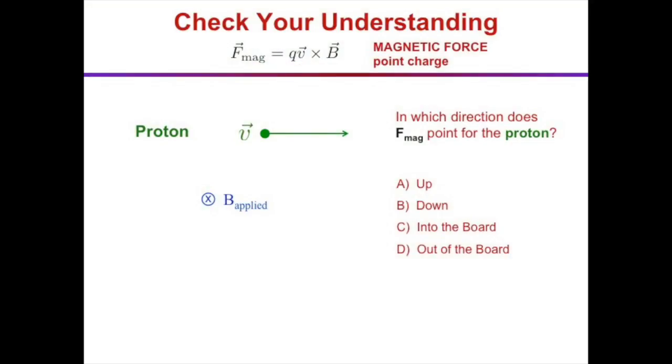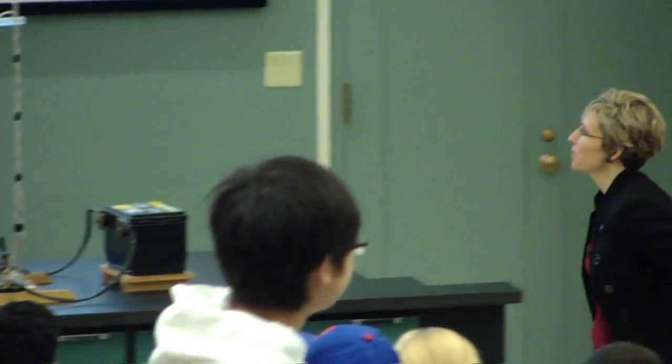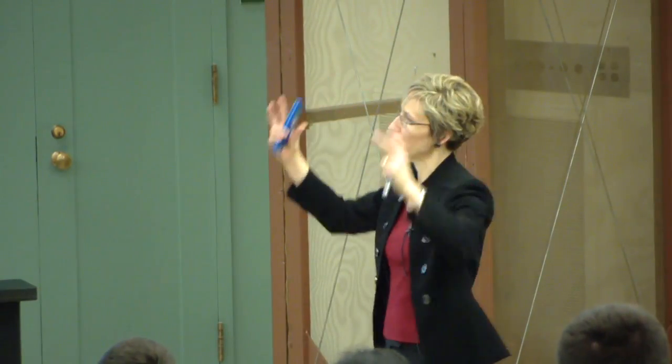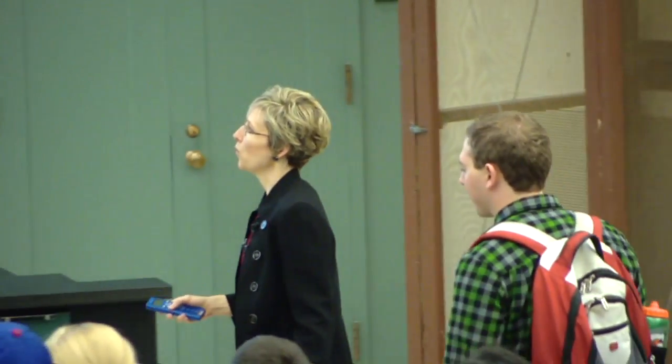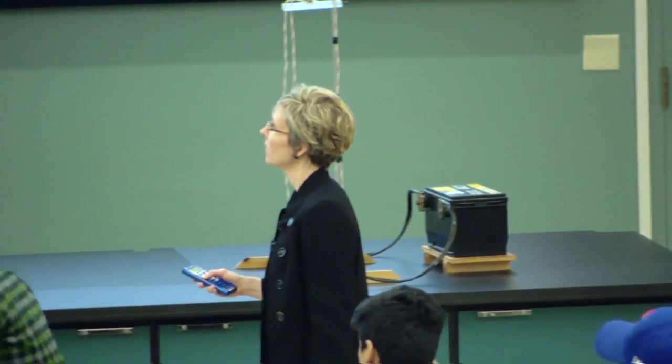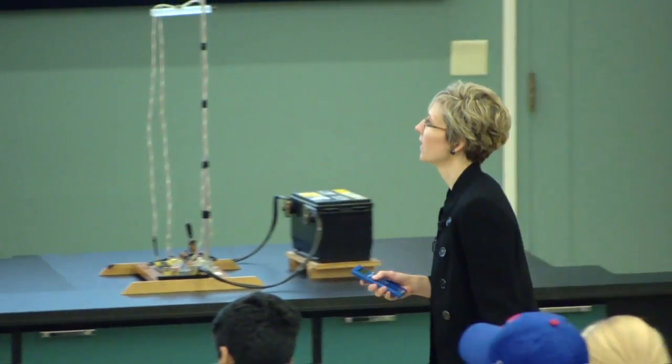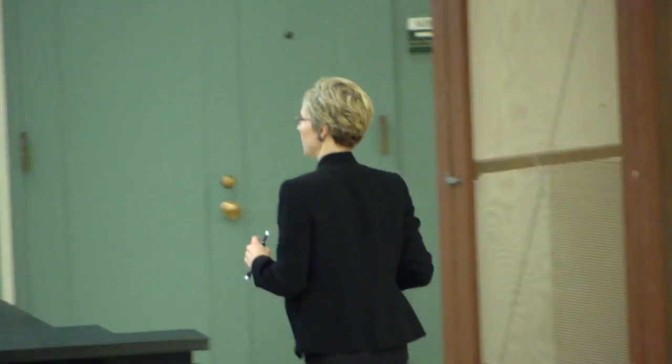Here's the question. If I have a proton moving with this velocity to the right, and there's an applied magnetic field into the board, I just want you to figure out, coming back after the weekend on Monday morning, which direction the magnetic force points for that proton. Okay, and there's your equation there. So first answer on your own, and then I'll give you time to talk to your neighbor.